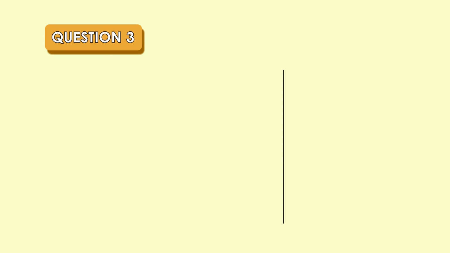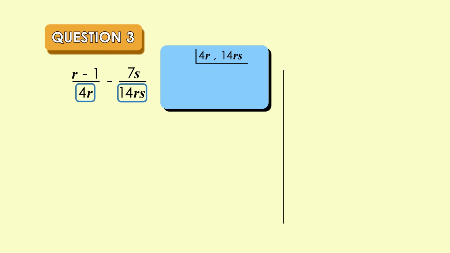Let's do question number 3. This is our last question for the lesson today. First, let's check the denominator of the algebraic fractions. 4r and 14rs. How do we equate the denominator? Fantastic! We can use LCM. Divide each term by the common factor 2r consecutively. The LCM is 2r times 2 times 7s.